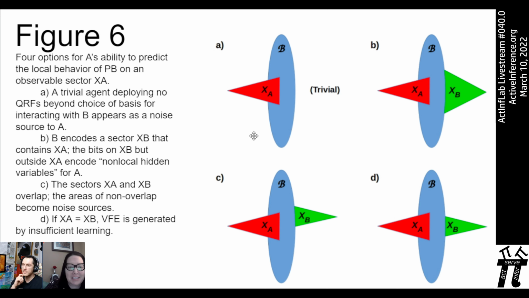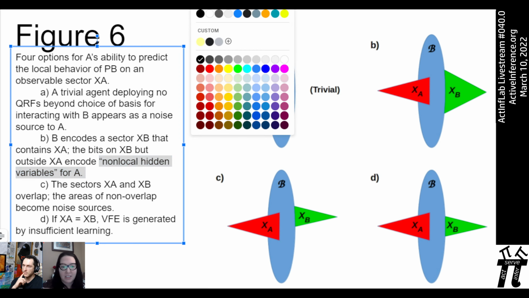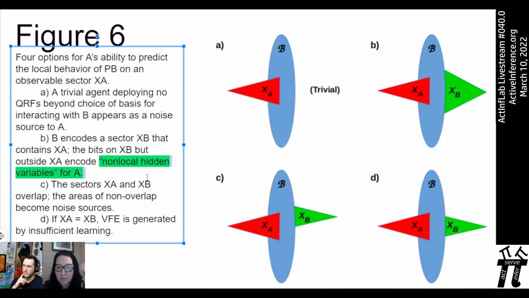So I like to think about this as like a teacher. We're going to get into teaching and learning. This is like a teacher that knows more than the student can pick up, maybe, in that kind of way. So the bits on XB, but outside XA, encode non-local hidden variables for A.